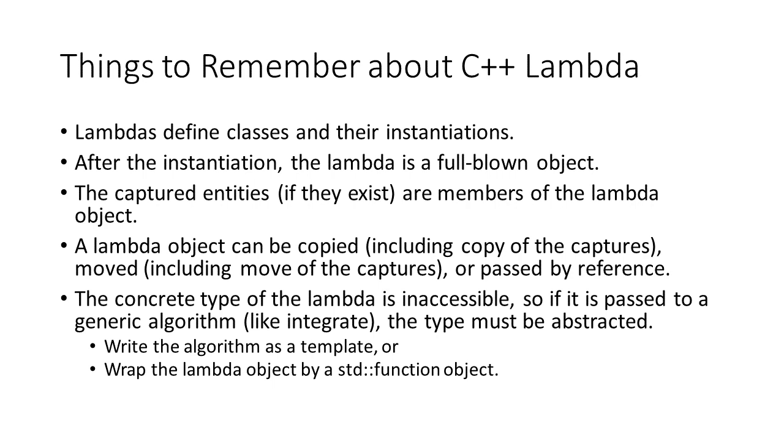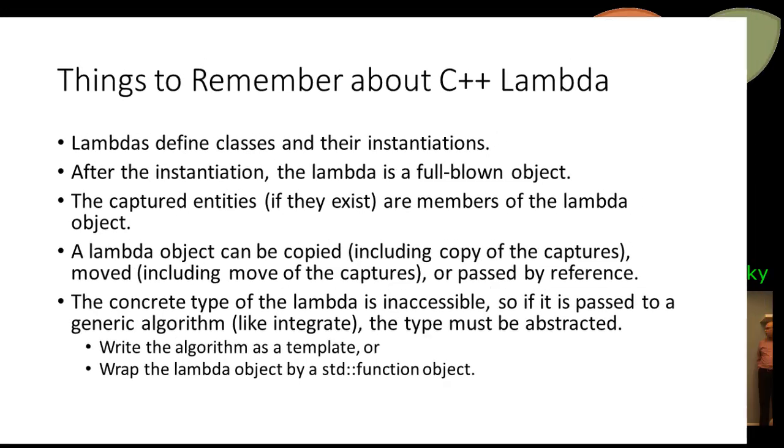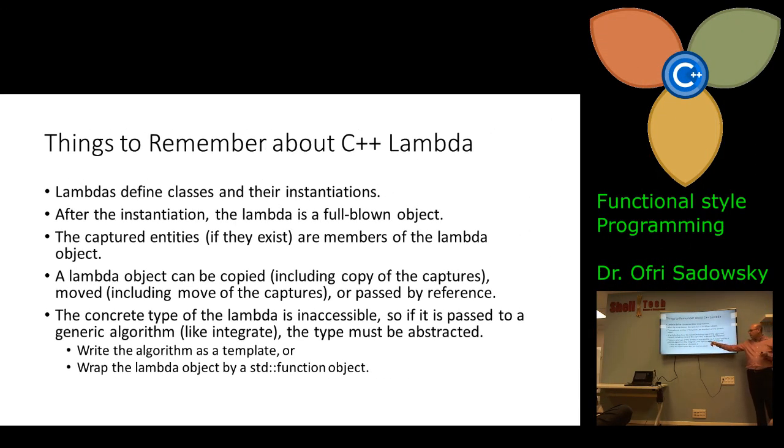So again, lambdas define classes and instances of the classes at the same time, and it's an object. The capture entities are members in this object. A lambda object can be copied by value. It can be moved, which will move all the elements that it captures, or it can be passed by reference. The concrete type of the lambda is inaccessible. So if you want to pass it to some generic algorithm, you somehow have to abstract the type. One way to do it is to write the algorithm as a template, going back here, like this. And the other way is to wrap our lambda with a std::function object.